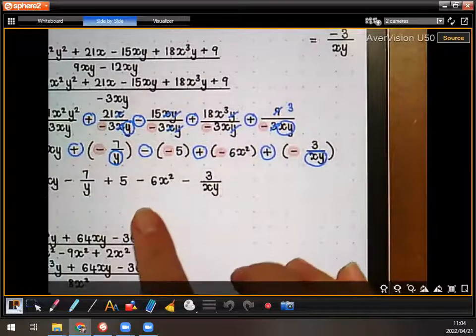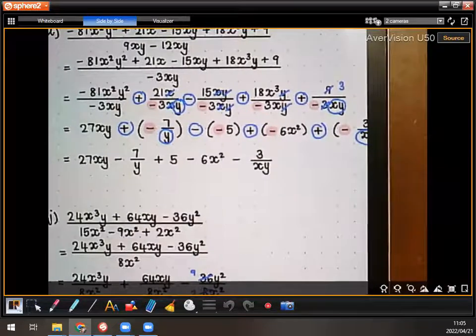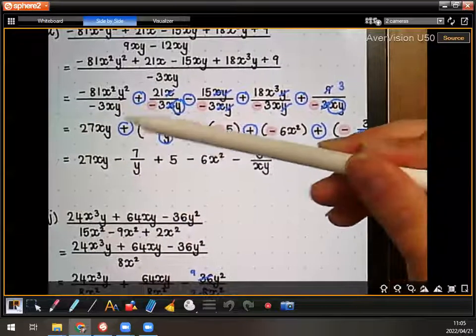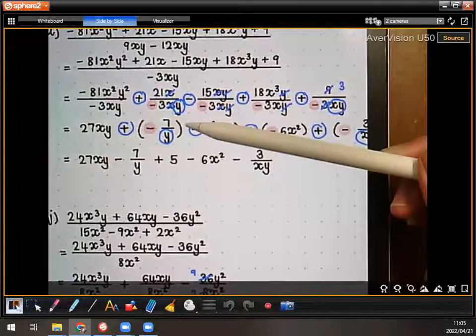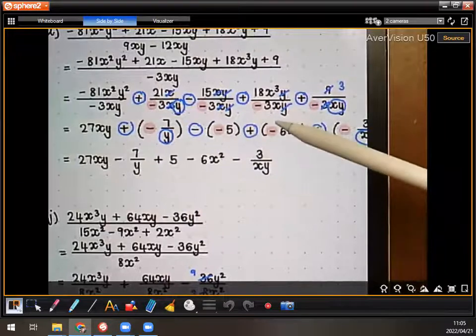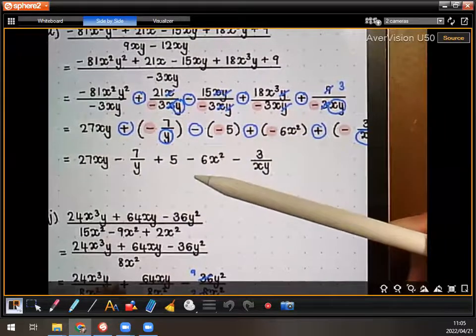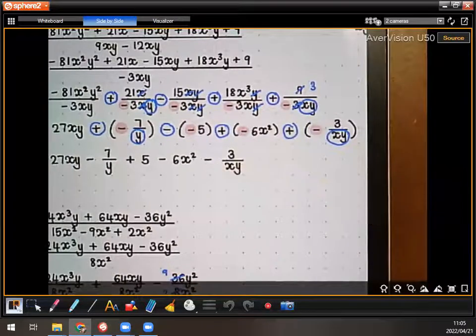Okay, then all we had to do after that was sort out your signs. So the first one was 27xy, and you just write that. Positive times a negative is a negative. And negative times a negative is a positive. Positive times a negative is a negative. And then for the last term, a positive times a negative again is a negative.